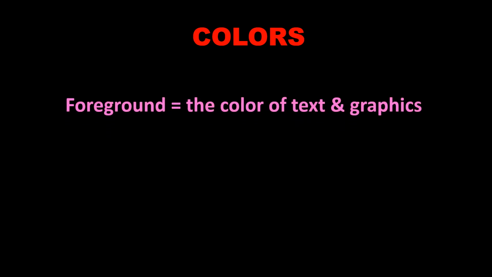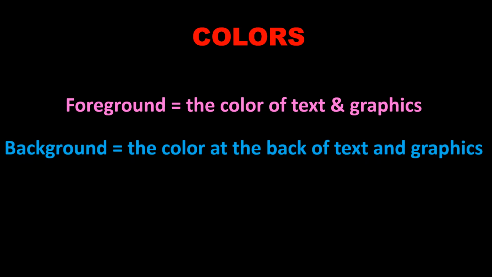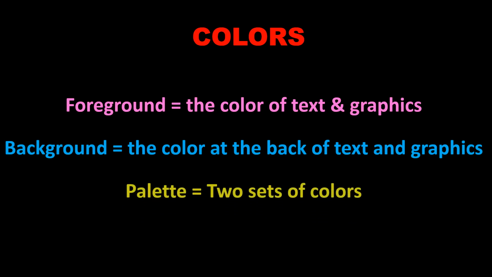Where the foreground color is the color of text and graphics, and the background color is the color at the back of text and graphics. For example, here you can see the background color is black and the foreground colors are red, pink and blue. Where the palette is the two sets of colors, which we are going to discuss in detail later in this video.